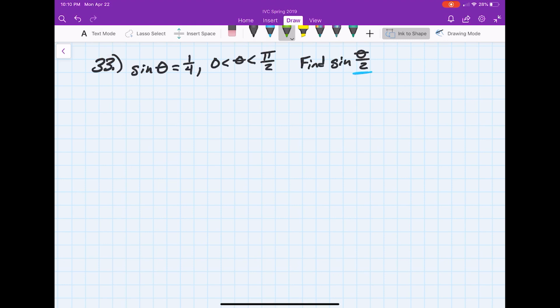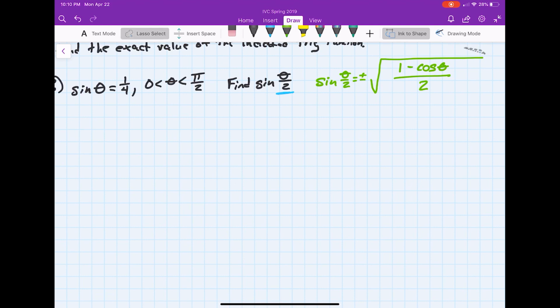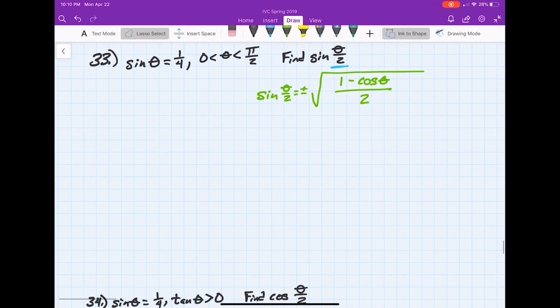So we can draw this out. Remember, we're using a half angle identity here, and I'll remind you what that is. The sine of theta over 2, since that's what we're finding, is equal to plus or minus the square root of 1 minus cosine theta, over 2. And that is that half angle identity. Let me just move this over here. So we have that guy.